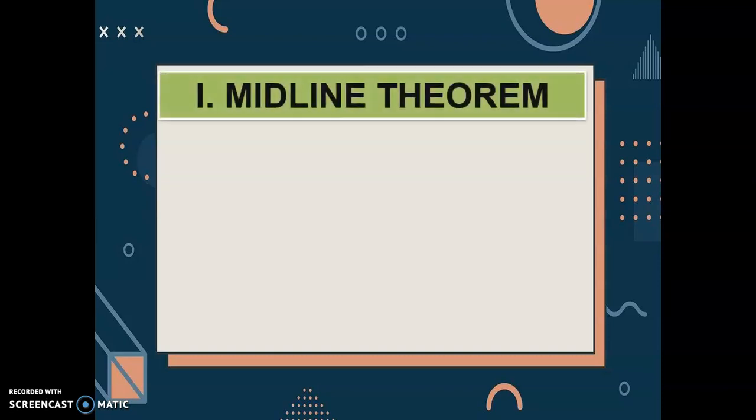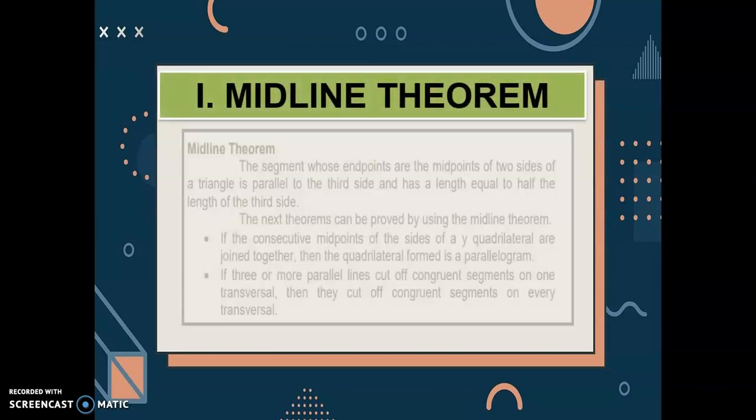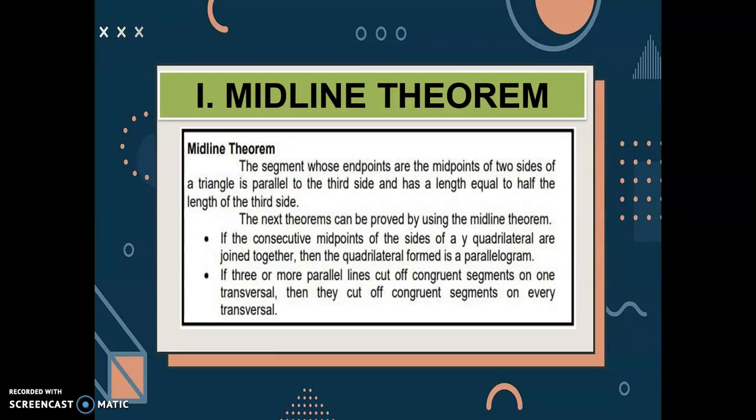So, simulan po natin sa midline theorem. So, ano nga ba ito? Midline theorem: a segment whose endpoints are the midpoints of two sides of a triangle is parallel to the third side and has a length equal to half the length of the third side. So, the next theorems can be proved by using the midline theorem.